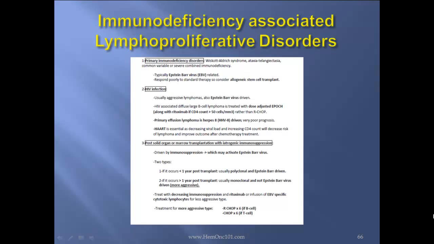There are 2 types. If it occurs less than 1 year post-transplant, it's usually polyclonal and Epstein-Barr driven. If it occurs more than 1 year post-transplant, it's usually monoclonal and not Epstein-Barr driven, more aggressive. So for the less aggressive type, treat with decreasing immunosuppression and rituximab or infusion of EBV-specific cytotoxic lymphocytes. Treatment for the more aggressive type is R-CHOP x 6 for B cells and CHOP x 6 for T cells.